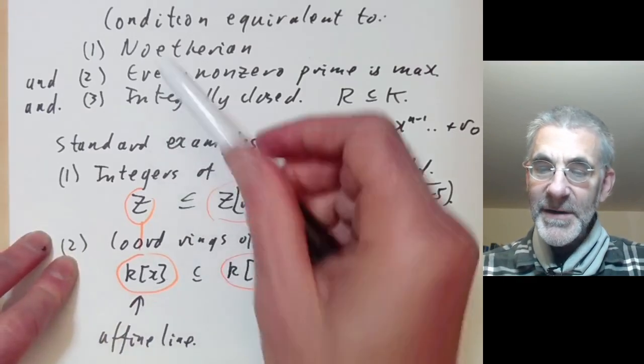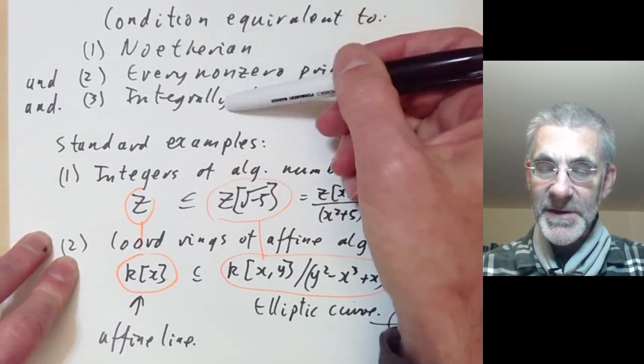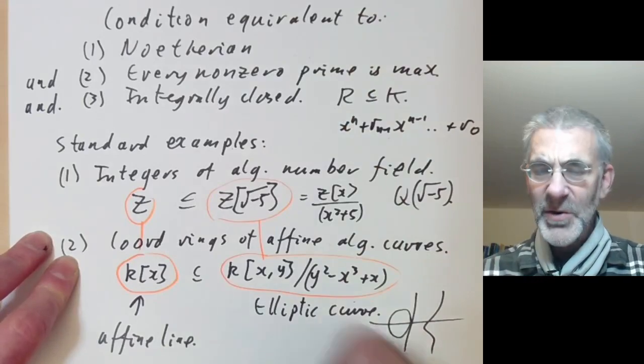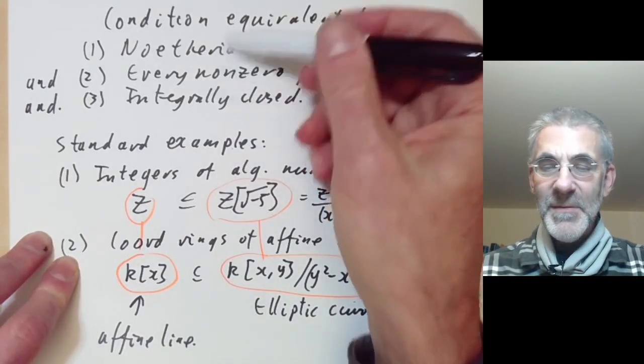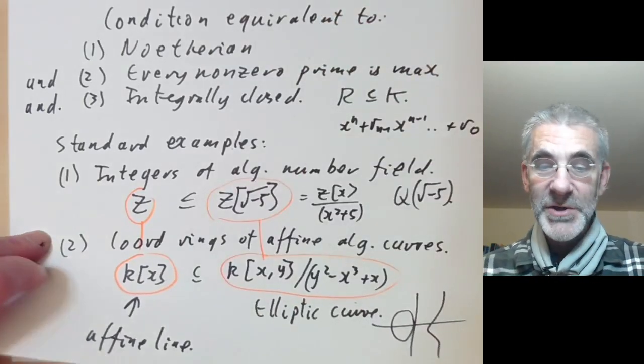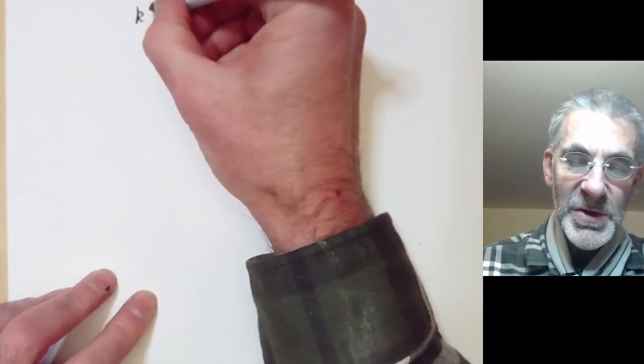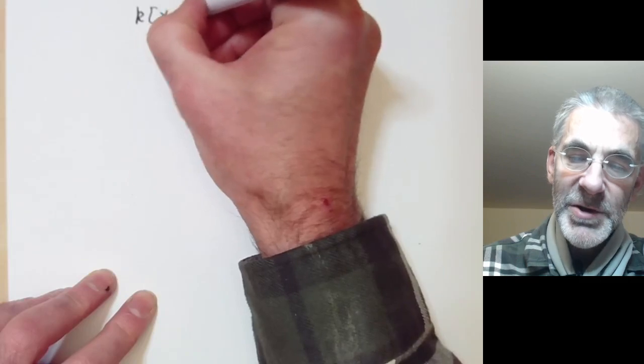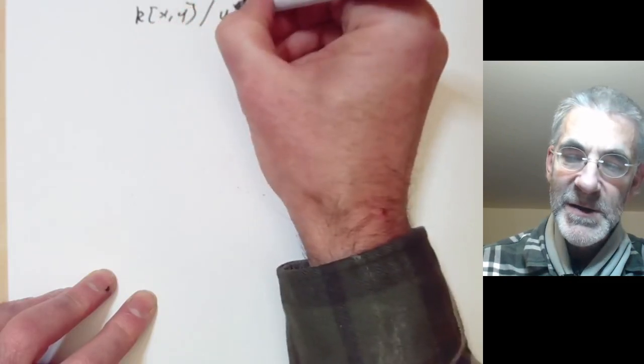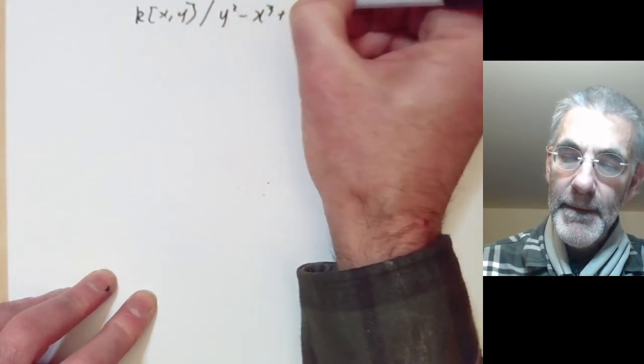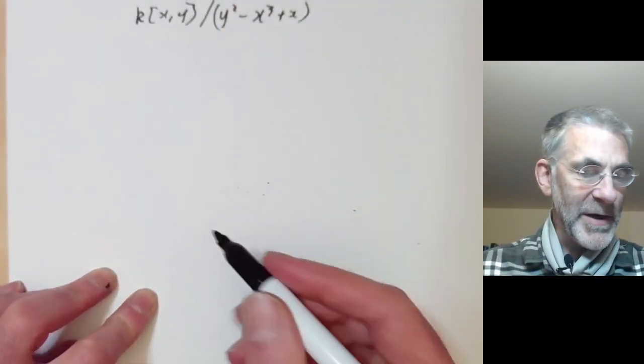It's easier to understand these three conditions if you look at them geometrically. If you look at them algebraically, these seem to be three completely random conditions you put on a ring, and it's not entirely clear why you should put them all together. If you look at some sort of geometric Dedekind domain, such as this one, let's look at what these three conditions mean.